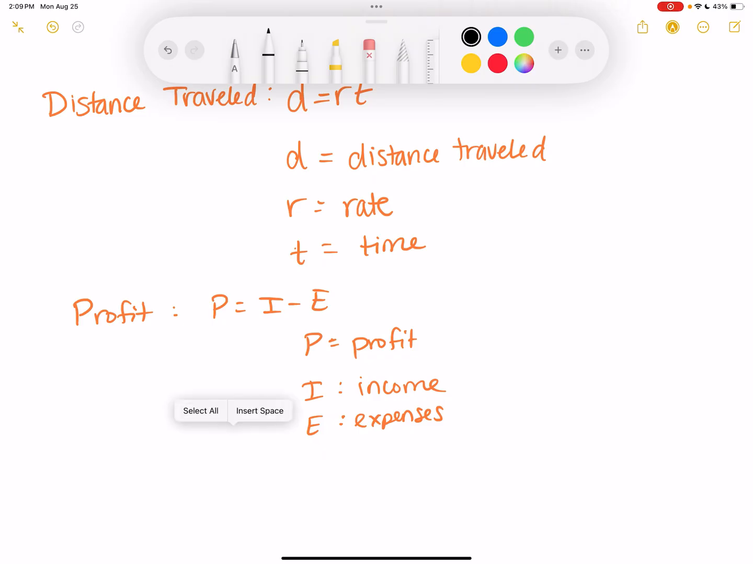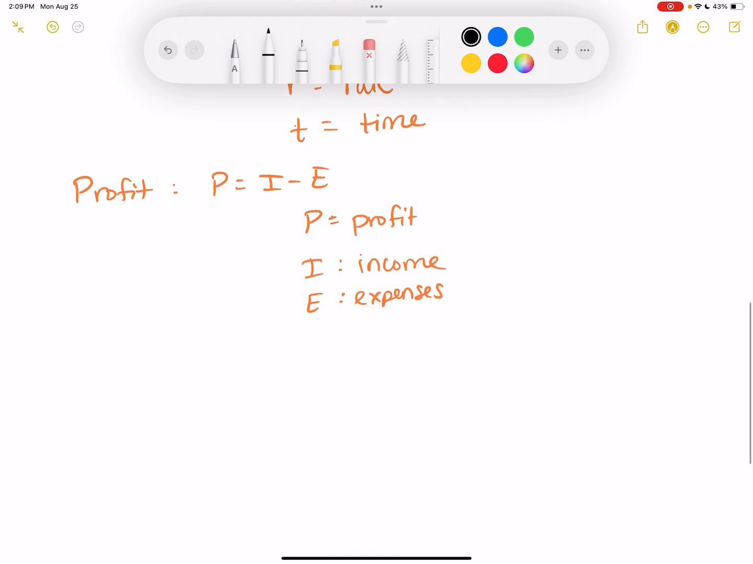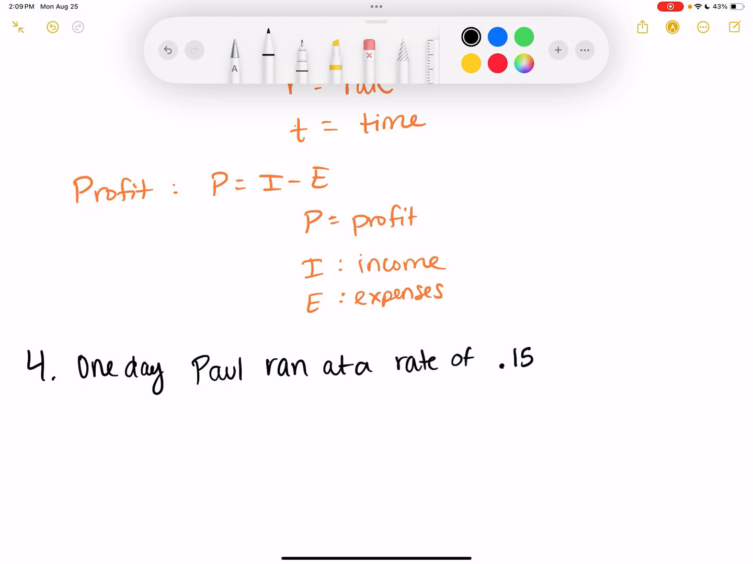Okay. Identify what you know and what you need to find out. Identify any missing or irrelevant information. You do not need to solve the problem. Number 4. One day, Paul ran at a rate of 0.15 miles per minute for 40 minutes. You can abbreviate though if you want.